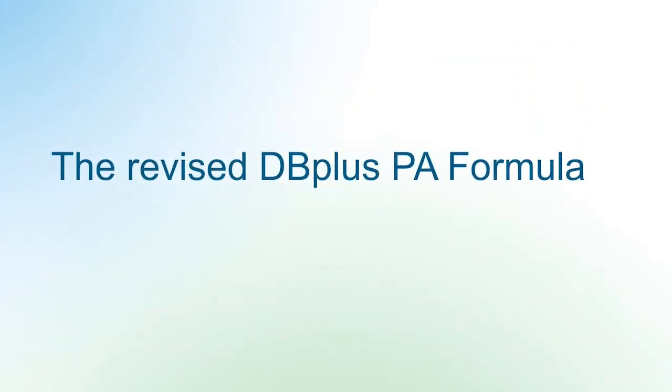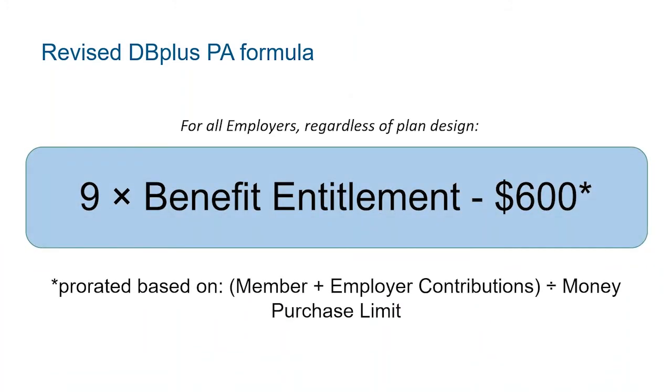This brings us to the revised DB Plus PA formula. You will notice that the base calculation, 9 times the benefit entitlement minus $600, is exactly the same as the formula we have now. The only change is to introduce a new proration factor for the PA offset. The proration factor will be calculated by dividing member plus employer contributions by the money purchase limit of that year.